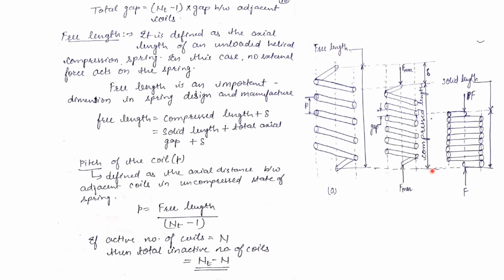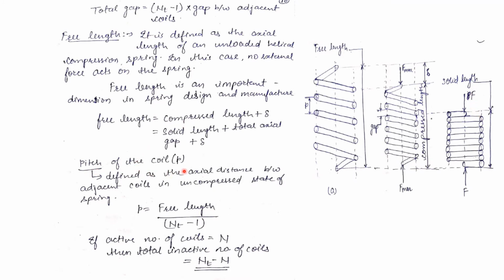The free length is compressed length plus maximum deflection, and the compressed length is the solid length plus total gap between the coils. If we increase the solid length by the total gap, then we get the axial gap as this much amount. Therefore, the compressed length is equal to solid length plus total gap.